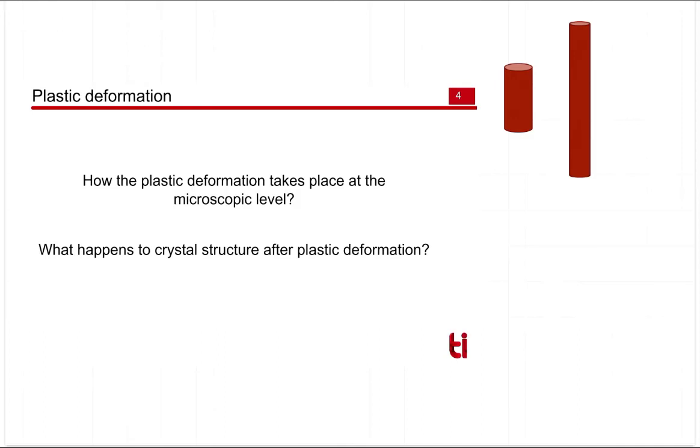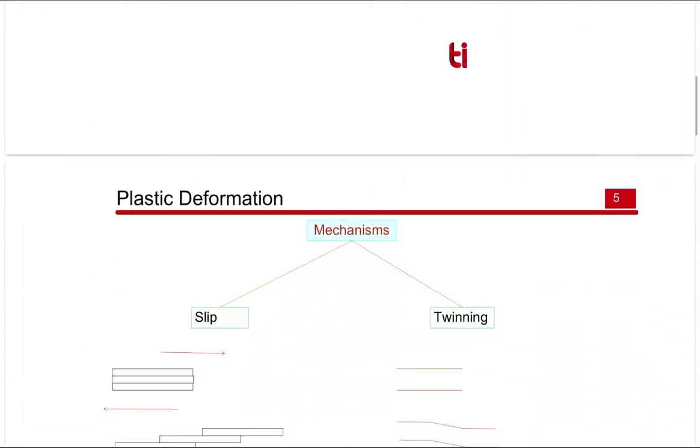Is this the bond stretching? No, it is not bond stretching. So do you think that the crystal structure of this copper will be changed after elongation? No, the crystal structure will remain the same. So what actually is happening at the microscopic level? There is no change in bond length, no change in crystal structure. Then what happened within that material that its length is increased? You will have to understand this first.